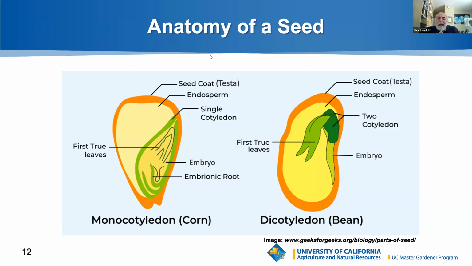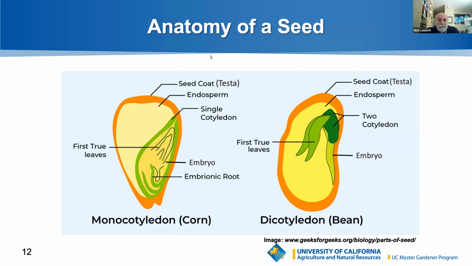Now let's talk about seed anatomy. This diagram, or one similar, you may remember from your elementary school biology. This depicts the structure of the two main types of seeds, monocotyledon, or monocot, and dicotyledon, or dicot, represented here by a corn and bean seed respectively. Let's focus on their similarities.